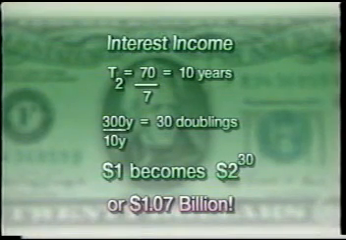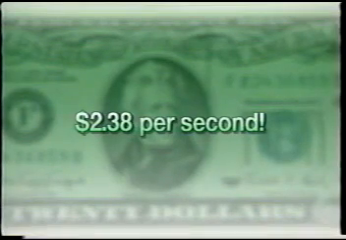And the answer is it's a little over $1 billion. And your interest would be coming in at the rate of $2.38 per second. That's what 7% means. Let's look at another example of inflation.